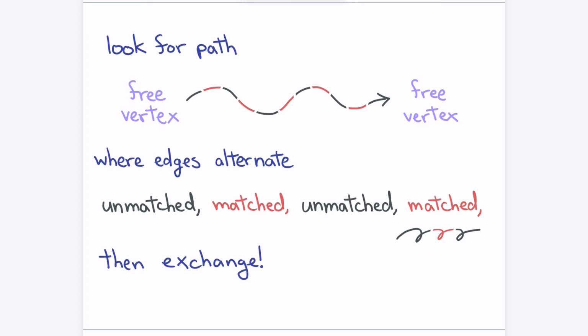A free vertex is a vertex that's not matched. So you have a matching right now, right? But there's some vertices that aren't incident to any edge in your matching. Those are what I'm calling free. They might have edges that are in the graph, but you haven't used that vertex yet, so to speak, with your matching.